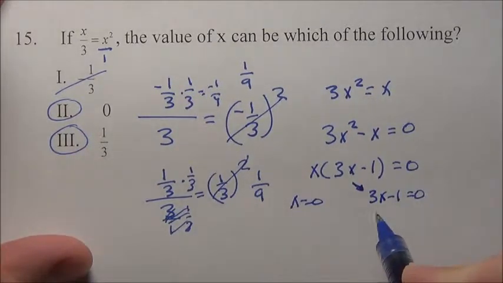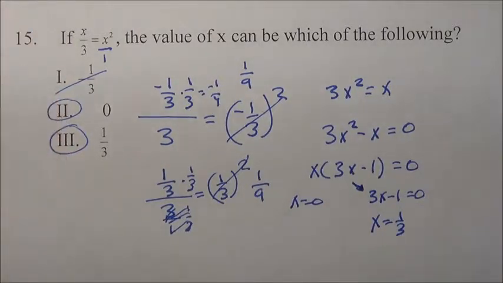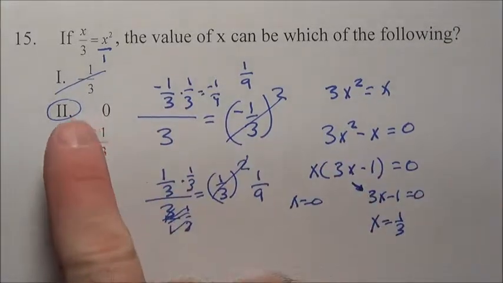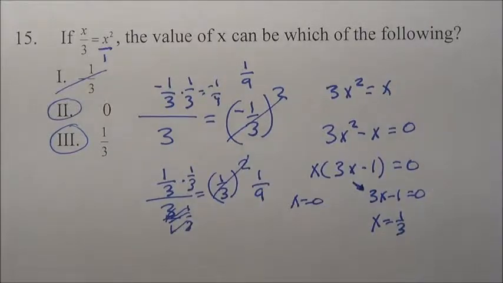Move your 1 over, divide by 3. Guess what you're going to get? A third. So x is 0 or x is a third. Exactly as we did right back here. Here's the algebra to it, the way I would probably jump at it. But a lot of kids just like to plug in and see what happens. Either way works perfectly fine.